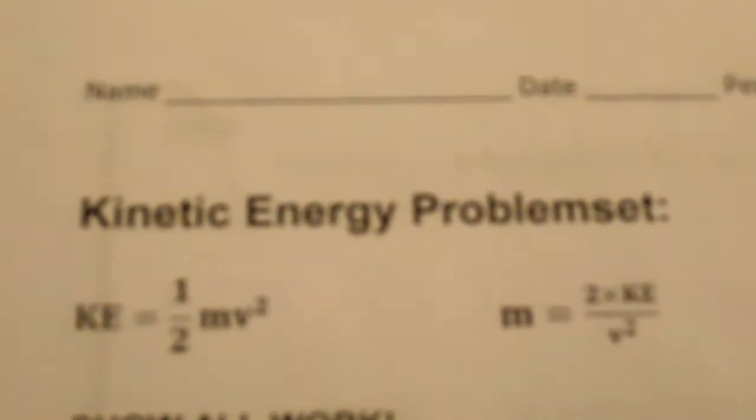So you should all have a worksheet entitled Kinetic Energy Problem Set. And underneath the title, there's some handy little formulas. Believe it or not, these formulas are actually the same formula. They're just written a little bit differently. So the main formula that we look at is KE equals 1/2 mv². Now, what does that mean?